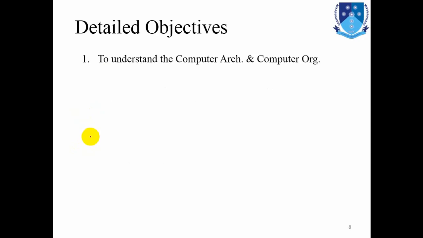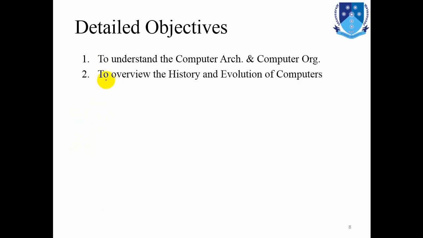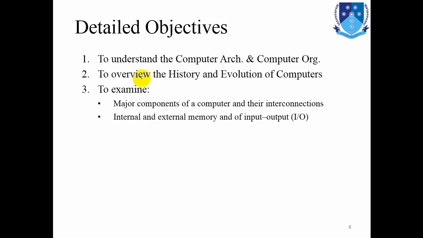Now the detailed objectives of the Computer Architecture course are such that we will understand computer architecture and computer organization, and after completing the course, we should understand the differences between computer architecture and computer organization. We have to overview the history of the computer system and the evolution of a computer system.